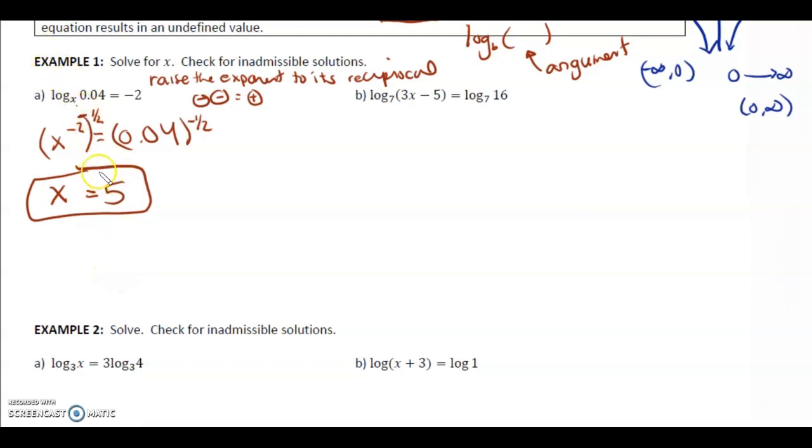So we don't need to check. Oh yeah, I guess we can. Let's do the check. x equals 5. In this case, we're talking about a base, so the base number has to be greater than 0. Therefore, x equals 5 is valid.